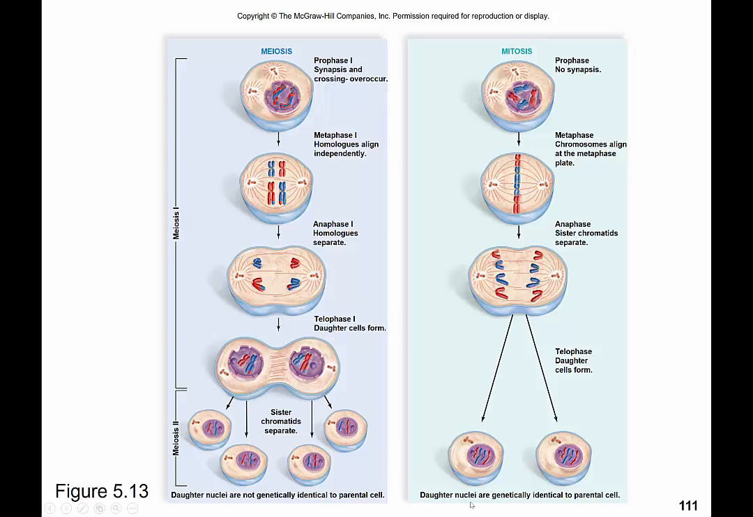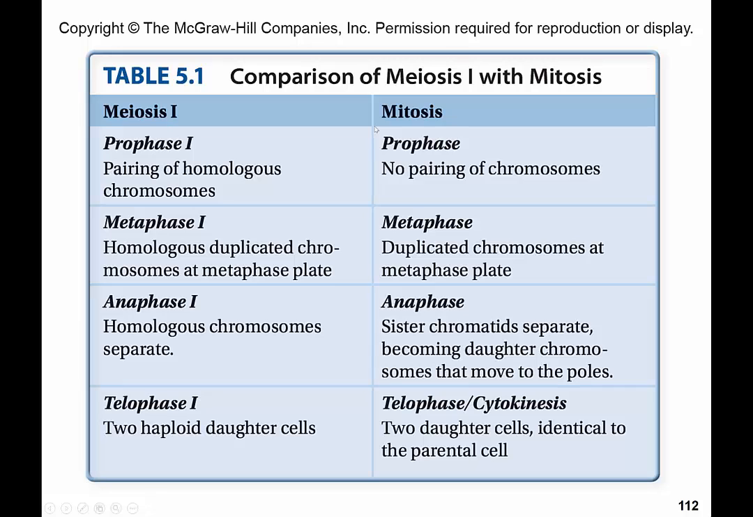Notice here that the daughter nuclei are genetically identical to the parental cell in mitosis, and the daughter nuclei are not genetically identical to the parental cell in meiosis. This table gives you further detailed information comparing meiosis I with mitosis. Pause this as a review.